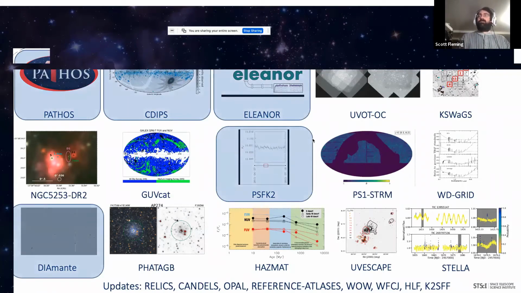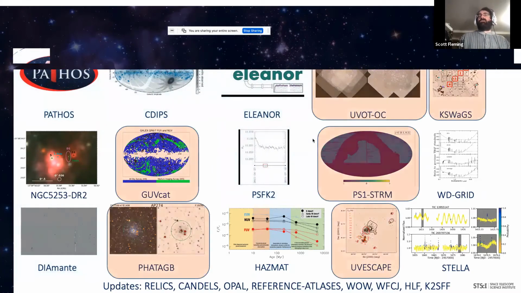Time series light curves in particular had a bumper year, in particular with the TESS mission that just started. The Diamante, Pathos, CDIPS, and Eleanor, as well as a couple I'll show in a second, were all sort of versions of the TESS light curves that were calibrated, and in some cases offered brand new light curves for targets that didn't get light curves from the mission.